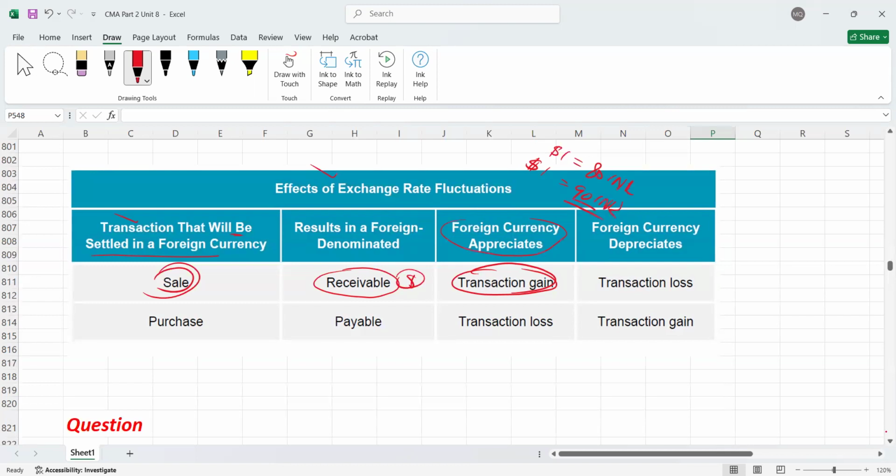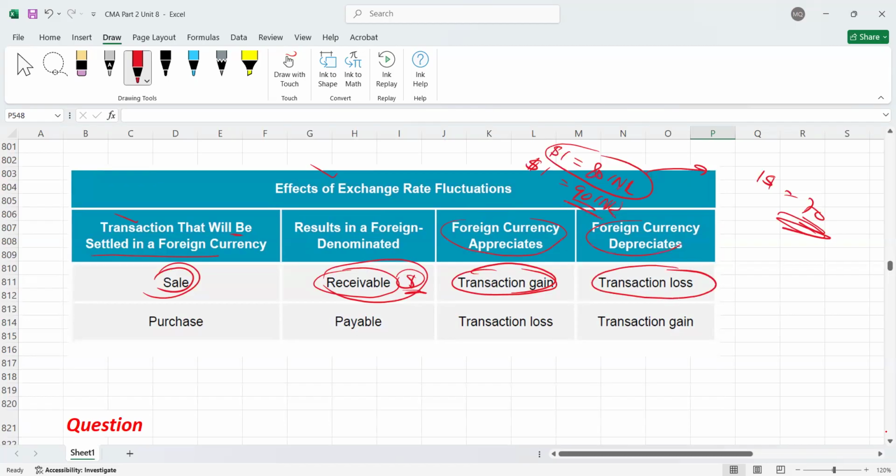But what if the foreign currency depreciates? It means the rate is moving from $1 equals 80 to $1 equals 70. Then it is bad news, because you have receipts in dollars and now you want to sell dollars and you get only 70 rupees against a dollar. So here you will have a transaction loss.